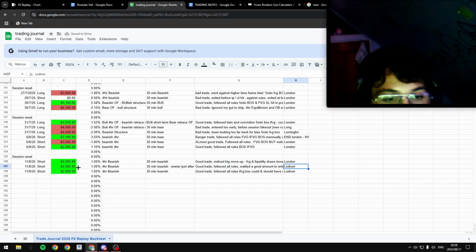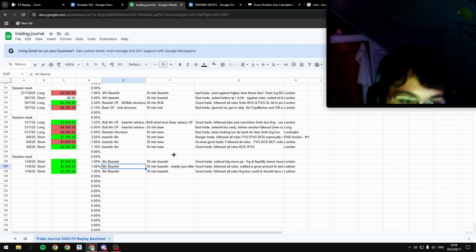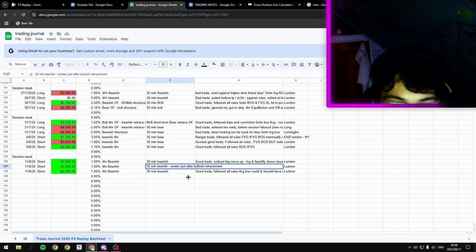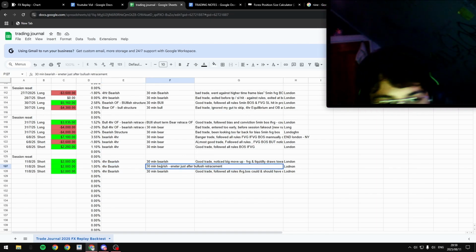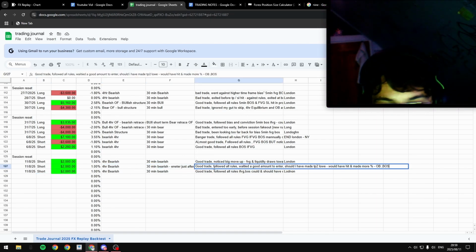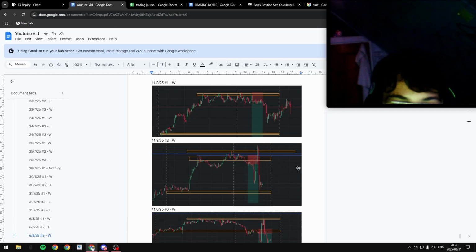Our next trade was also 1%. Same thing happened. Basically the 4-hour was bearish, the 30-minute was bearish, but there was a slight bullish retracement. We shorted. I said this was a good trade, followed all rules, waited a good amount to enter. I should have made take profit 2 lower, it would have hit and made more percentage. We entered on an order block and a break of structure.